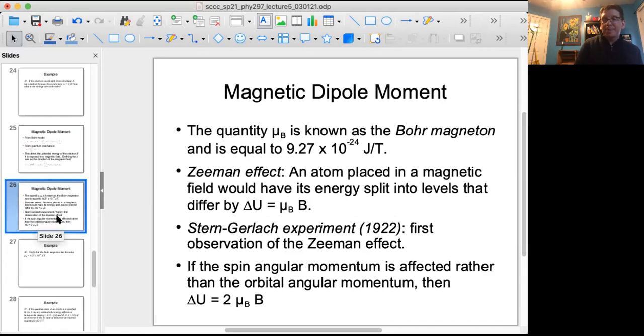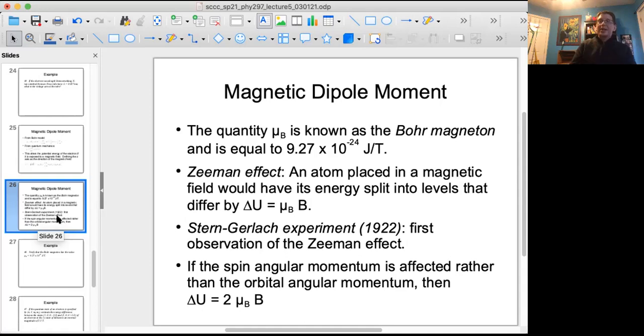It's equal to 9.27 times 10 to the negative 24 joules per Tesla. And so what the Zeeman effect says is that an atom placed in a magnetic field would have its energy split into levels that differ by delta U equal to mu sub B times B. And so this is the Stern-Gerlach experiment, and it was the first observation of the Zeeman effect.